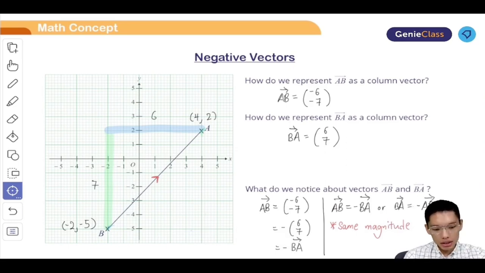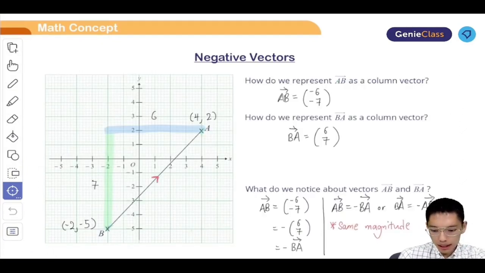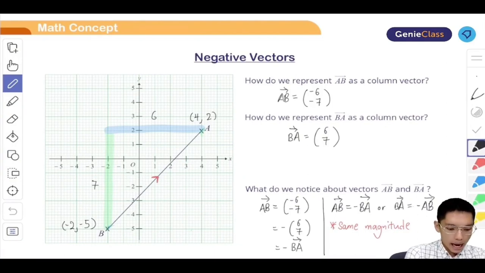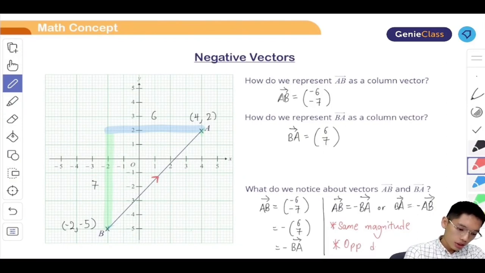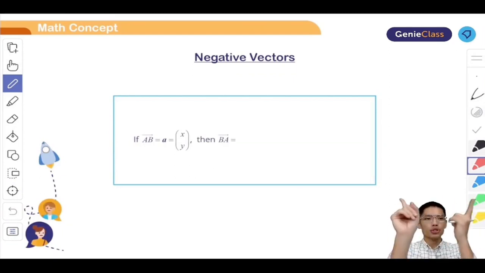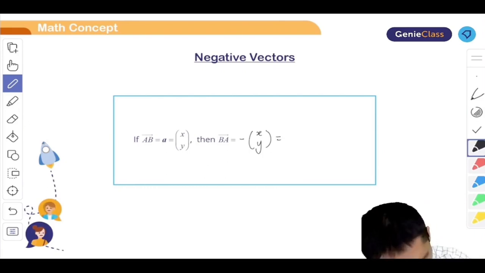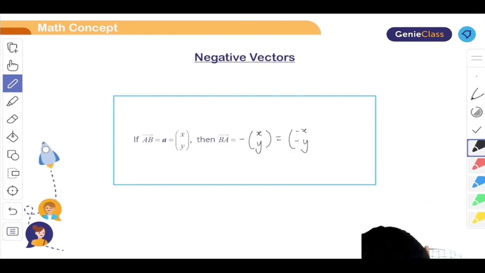Okay, now, what does it mean over here in terms of negative vectors? If AB is A, then BA, you realize it's just the opposite direction. Remember what I said? Same magnitude, but I forgot to mention, sorry about that, the directions are totally opposite. That means if I switch my vertices, my direction switches. So in terms of negative vectors, if I switch the letters, it just means that my direction switches the other way with a negative sign, what we went through just now. Hence, it is going to be this way.